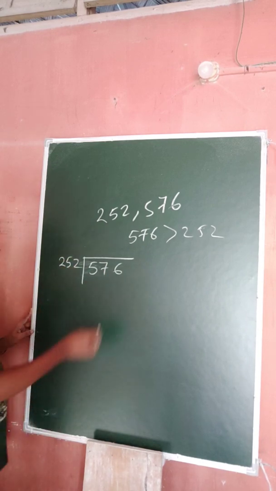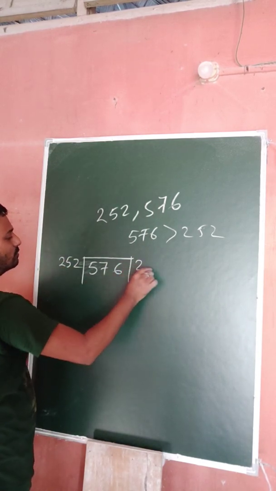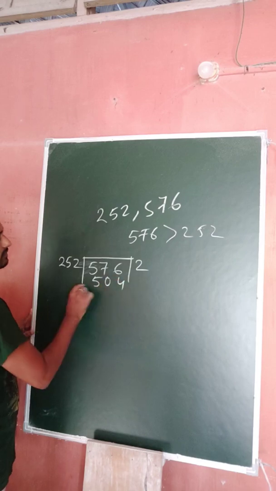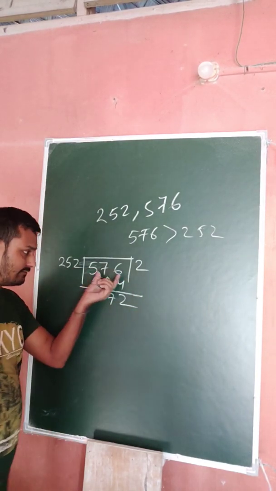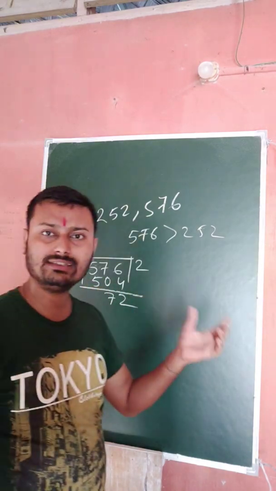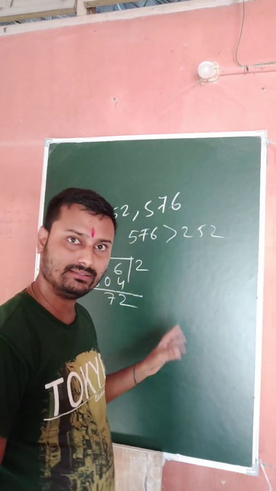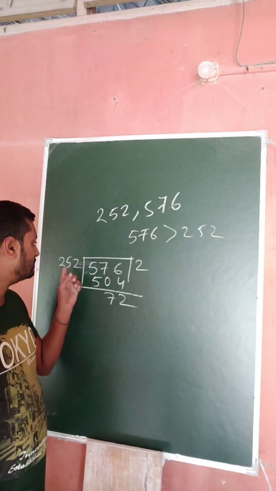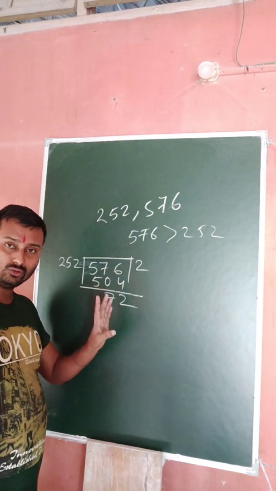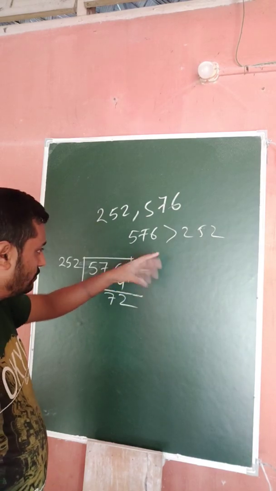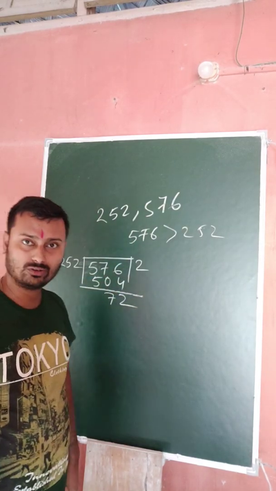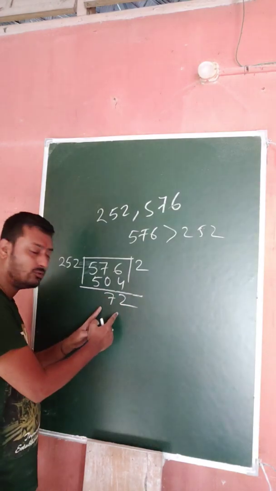Now multiply: 252 into 2 becomes 504. So the remainder becomes 72. This step is important. The first step is simple division. We always divide the bigger number by the smaller number. 576 divided by 252, the quotient is 2. In this division method, there is no role of the quotient. So 72 becomes the remainder.